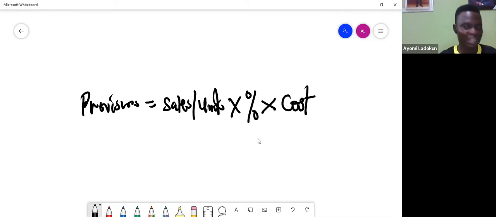Is that okay? That's exactly what we want to do. So if you can understand that, then you are good to go on this question. Look at the units sold, the percentage of return, and the cost that I will have to incur if they eventually return. The final figure you have is your provision. If the examiner wants you to discount it to present value, he's going to give you the discount factor, then you apply it on it.